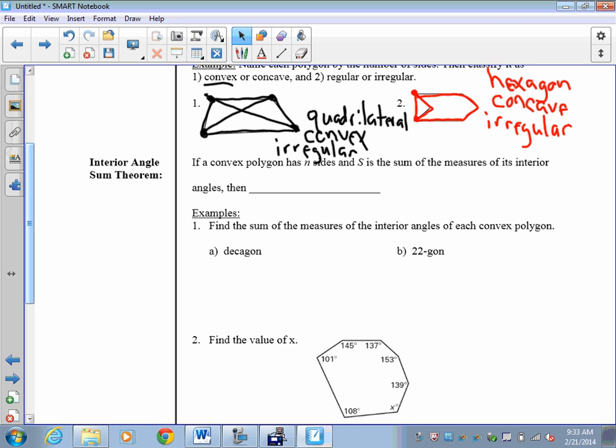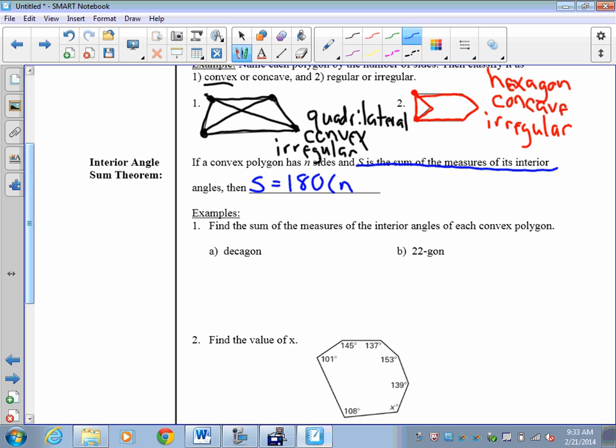So a couple questions that'll keep coming up on your quiz and on your test. Big deal on the SOL is the interior angle sum theorem. This is something that they would also throw on the SAT. If a convex polygon has n sides and S is the sum of the measures of its interior angles, then S is equal to 180 times n minus 2.